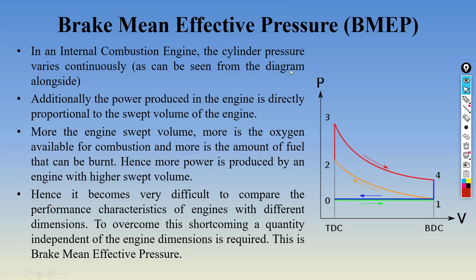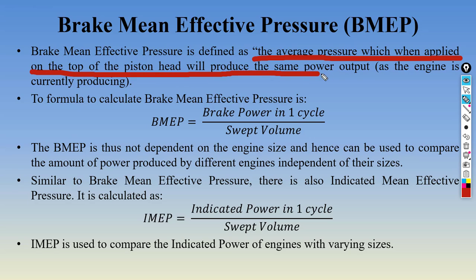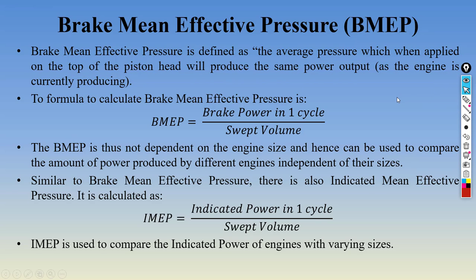And this is again the definition of brake mean effective pressure. See, what is brake mean effective pressure? As I had told you beforehand, brake mean effective pressure is the average pressure which, when applied on top of the piston head, will produce the same power output as the engine is currently producing. What does this actually mean?